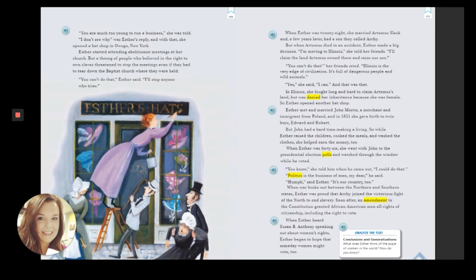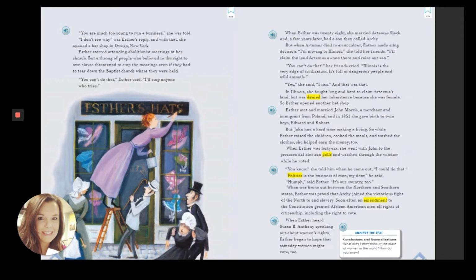Esther started attending abolitionist meetings at her church, but a throng of people who believed in the right to own slaves threatened to stop the meetings even if they had to tear down the Baptist church where they were held. You can't do that, Esther said. I'll stop anyone who tries. When Esther was 28, she married Artemus Slack, and a few years later had a son they called Archie. But when Artemus died in an accident, Esther made a big decision. I'm moving to Illinois, she told her friends. I'll claim the land Artemus owned there and raise our son.